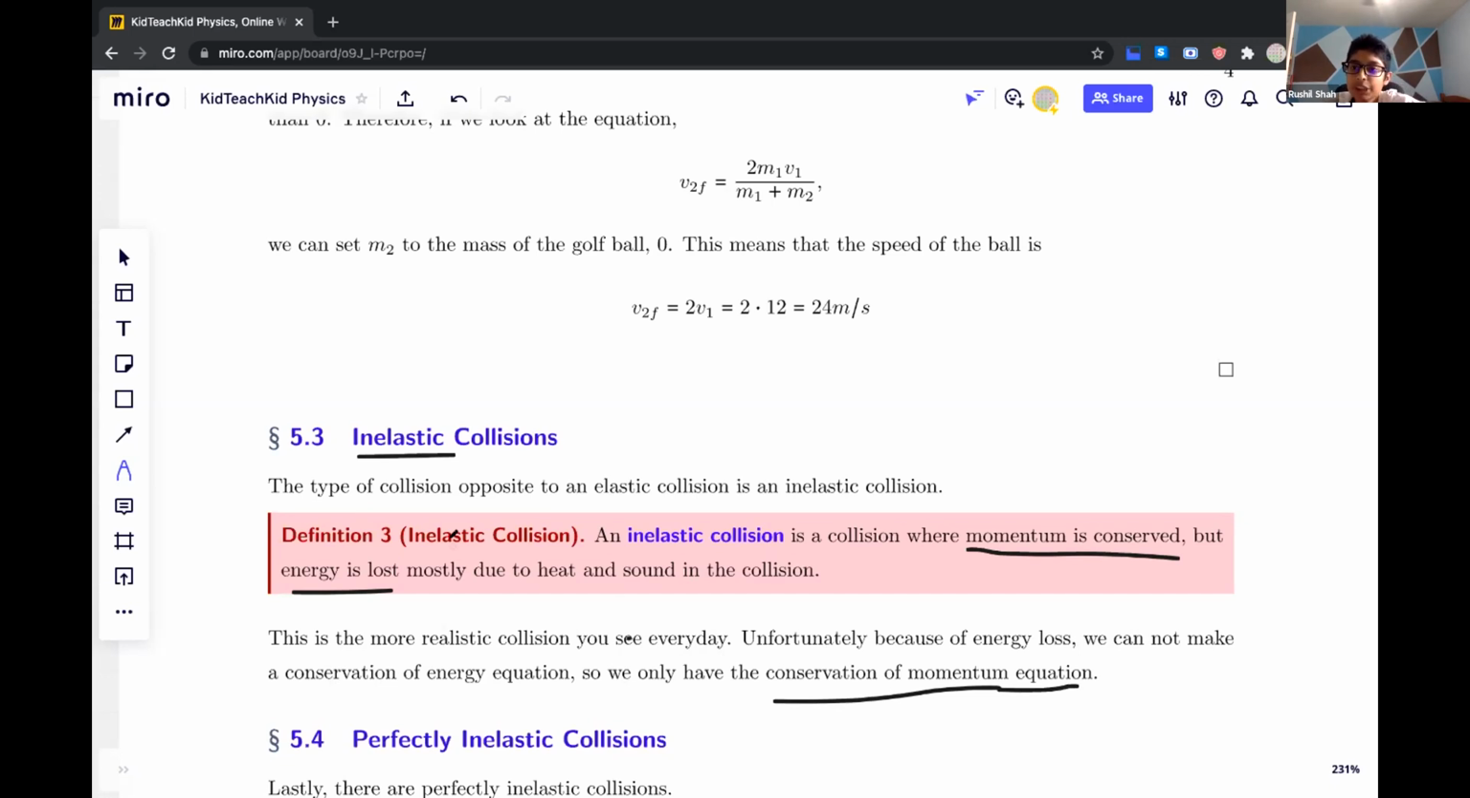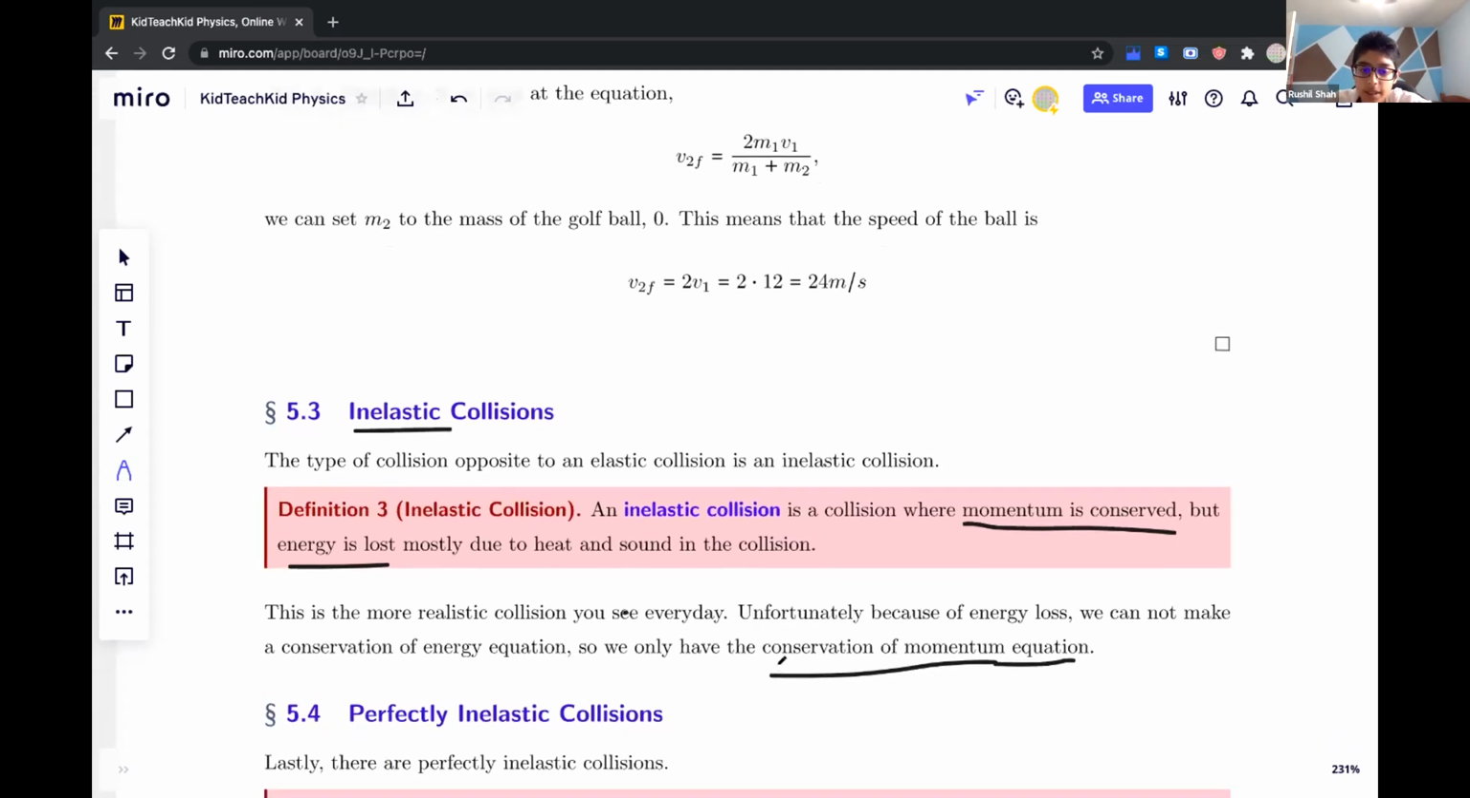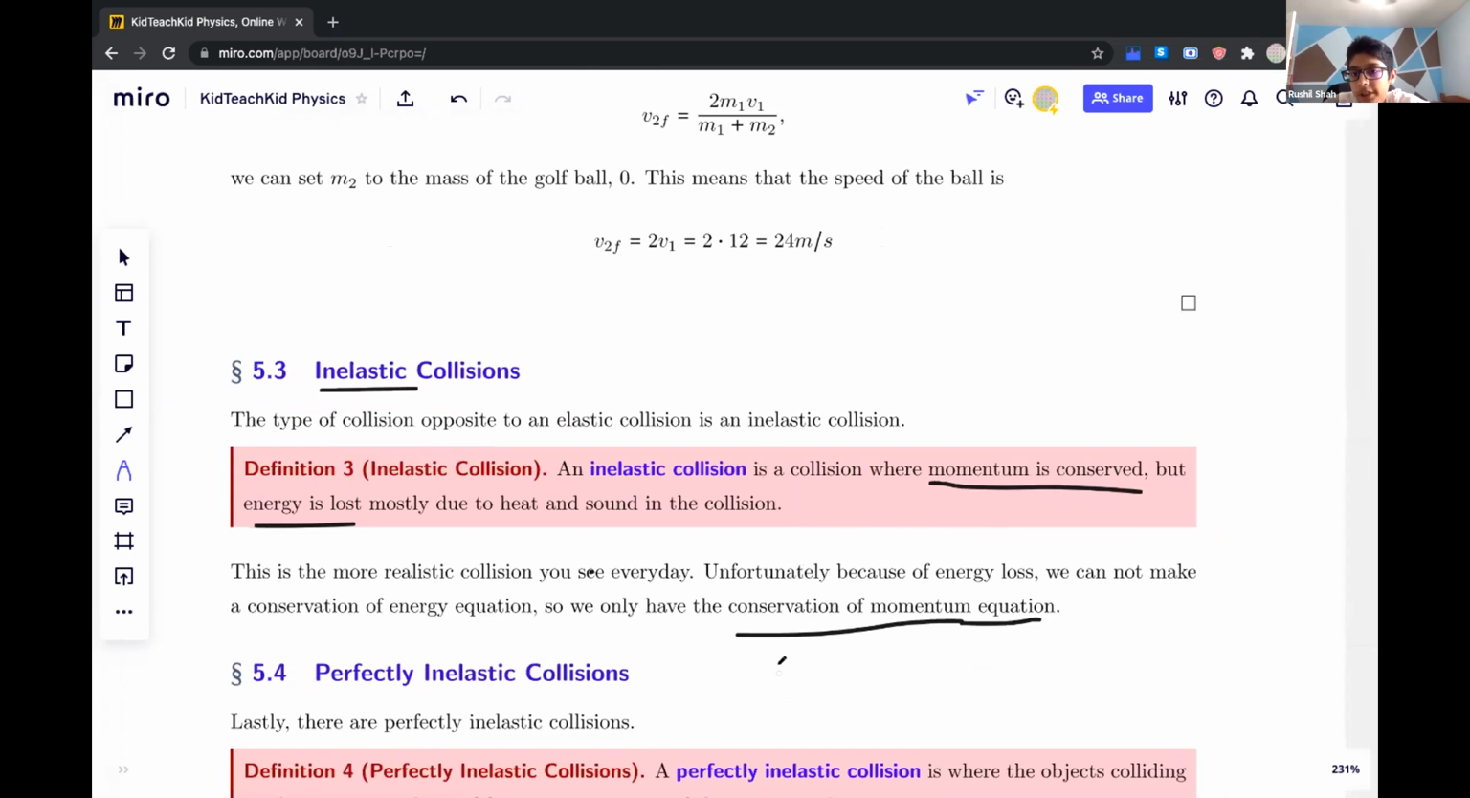And these aren't really special. This is just what we call the other category of collisions. Because all we can do to solve these problems using inelastic collisions is just use conservation of momentum. So there's nothing special about these types of collisions. It's just the opposite of elastic. But there is one type of inelastic collision that is special, and these are perfectly inelastic collisions.